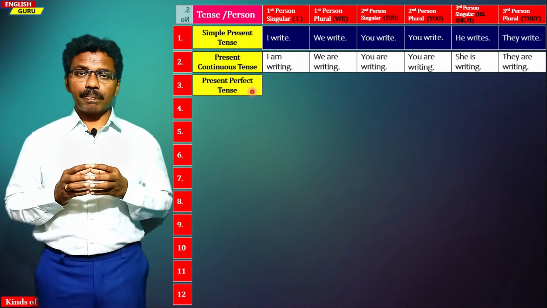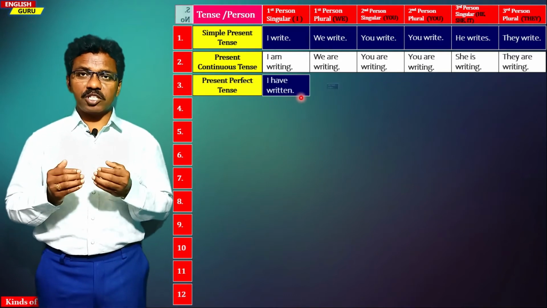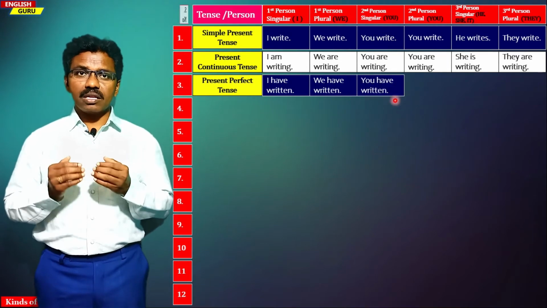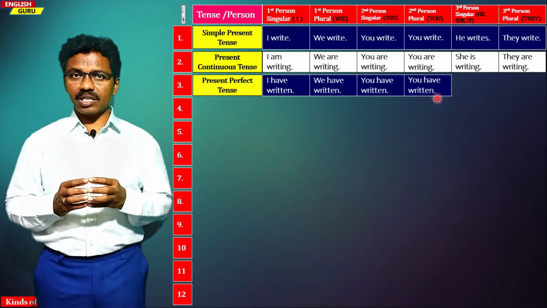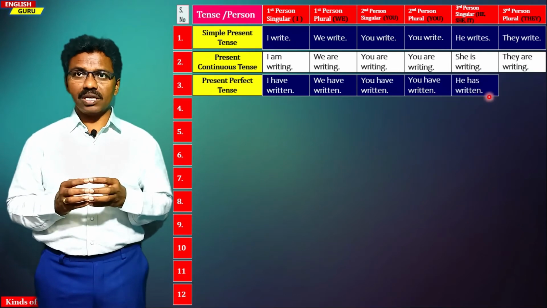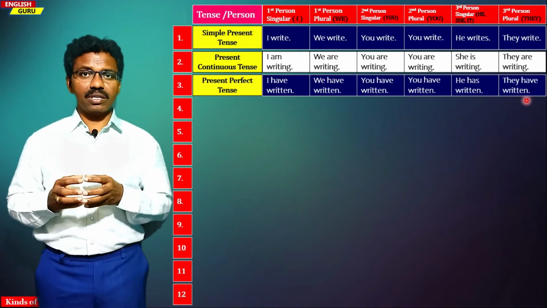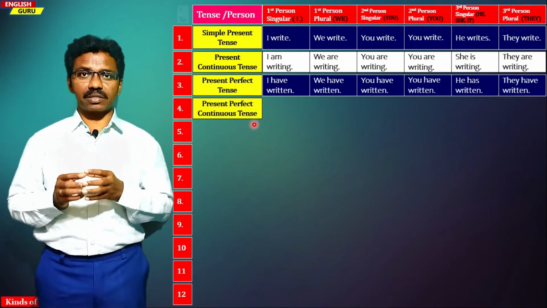Third tense, present perfect tense. First person singular I have written, plural we have written, second person singular you have written, plural you have written, third person singular he, she has written, plural they have written.